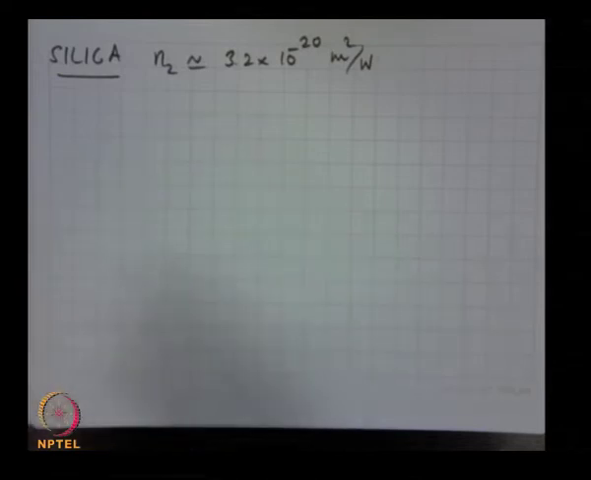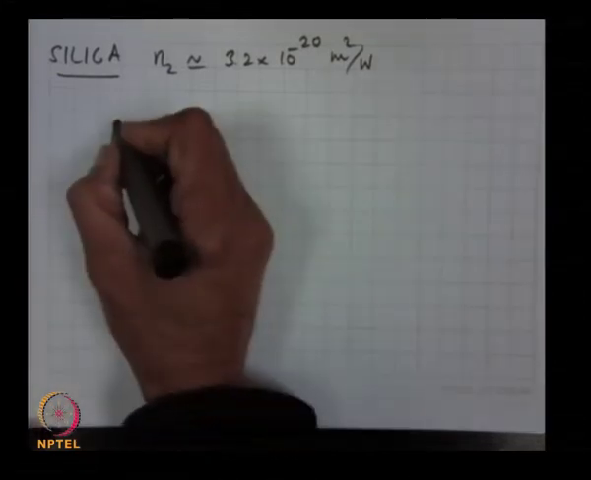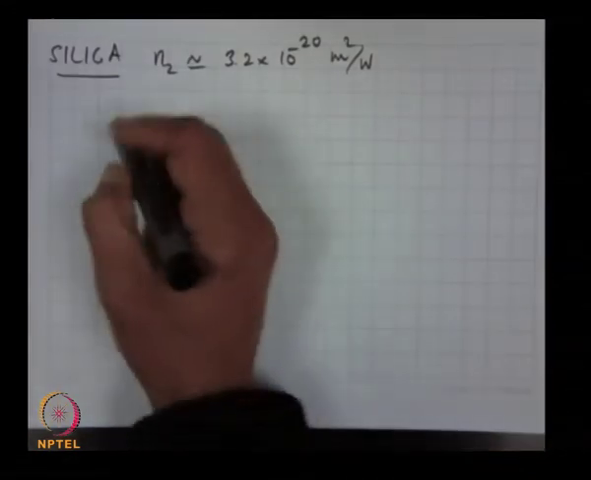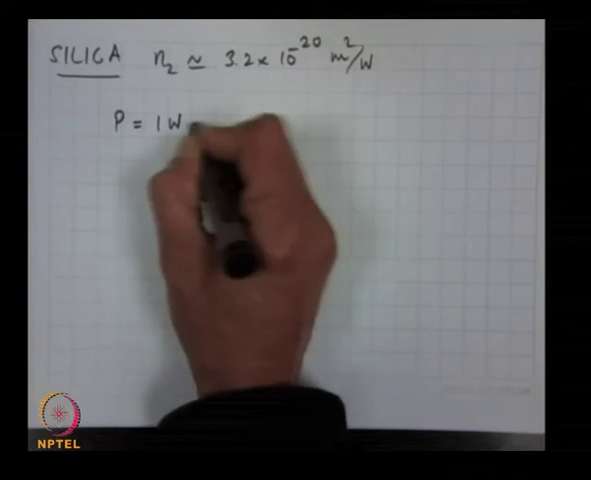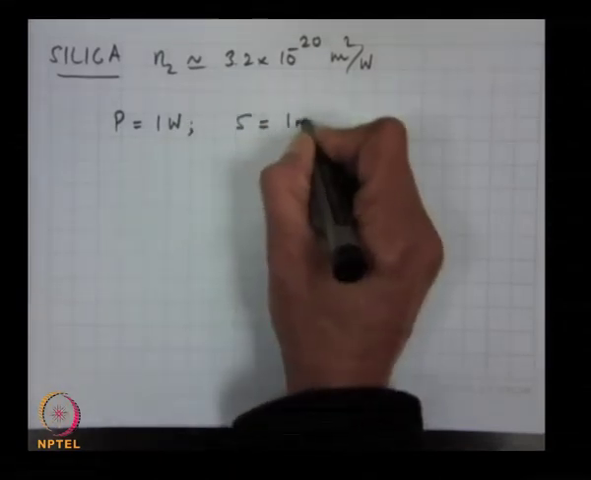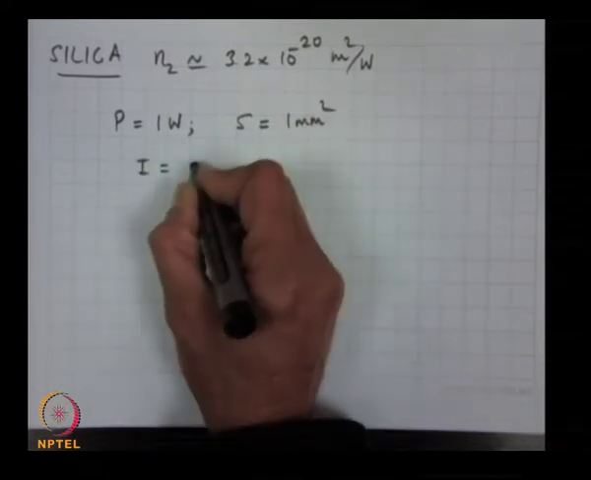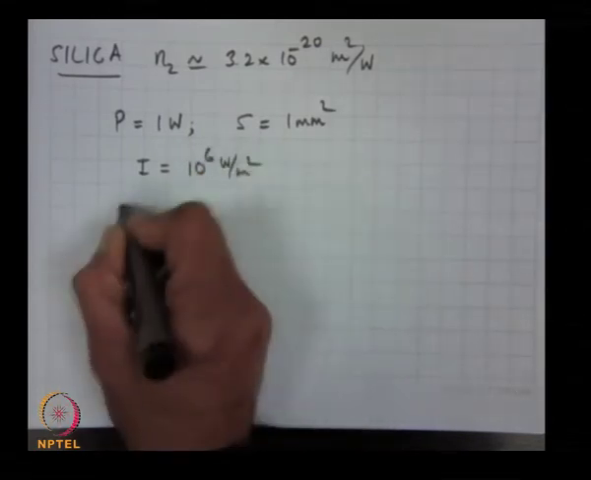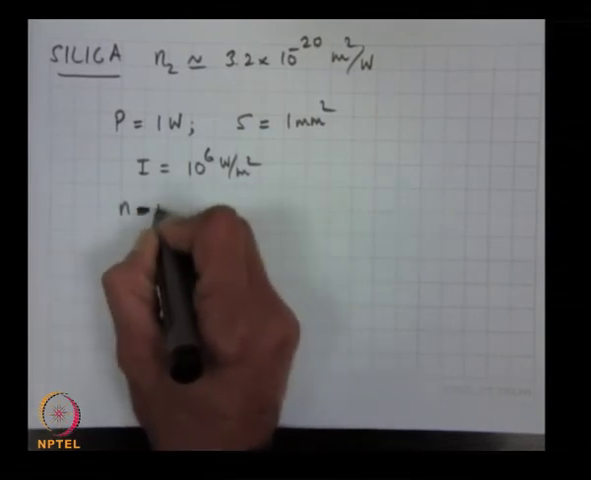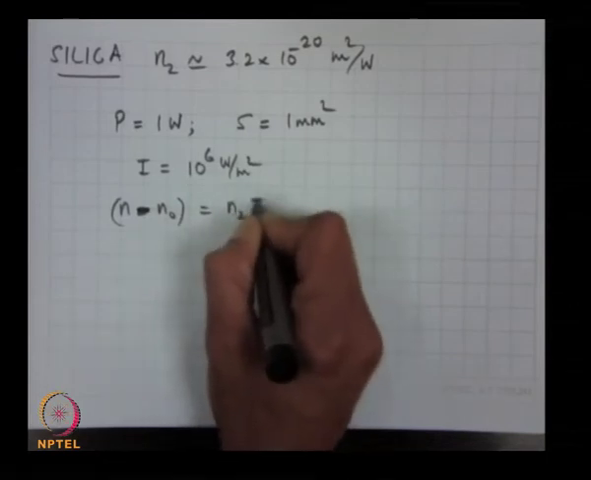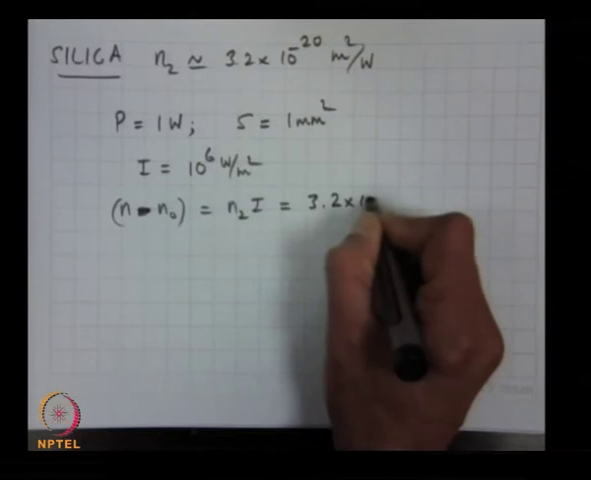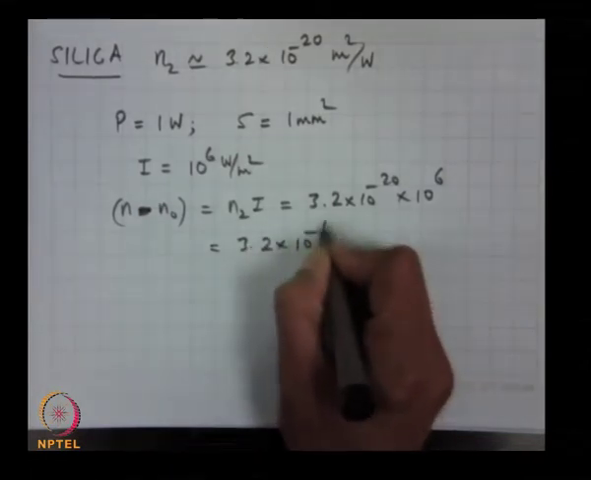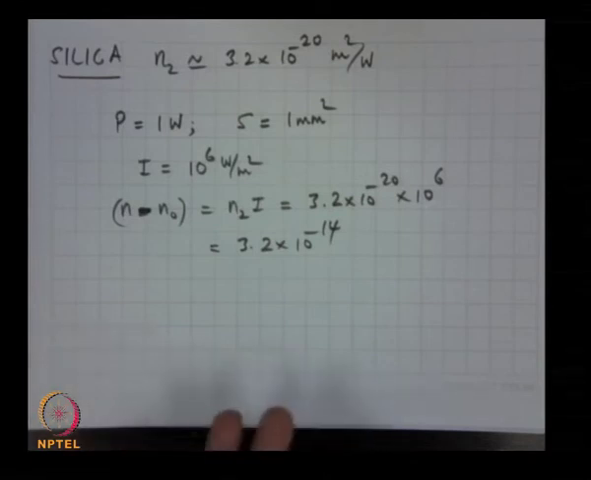So let me calculate the change in refractive index that will take place. What value of intensity should I choose? So let me assume certain power focused into a certain area. Okay. So let me take a power of 1 watt. And what area should I choose? 1 millimeter square. Good. So the intensity will be, what is intensity in watts per meter square? So n minus n naught, the change in refractive index because of nonlinearity, is n2 times I, which is 3.2 10 to the minus 20 into 10 to the power 6, which is a ridiculously small value of change.